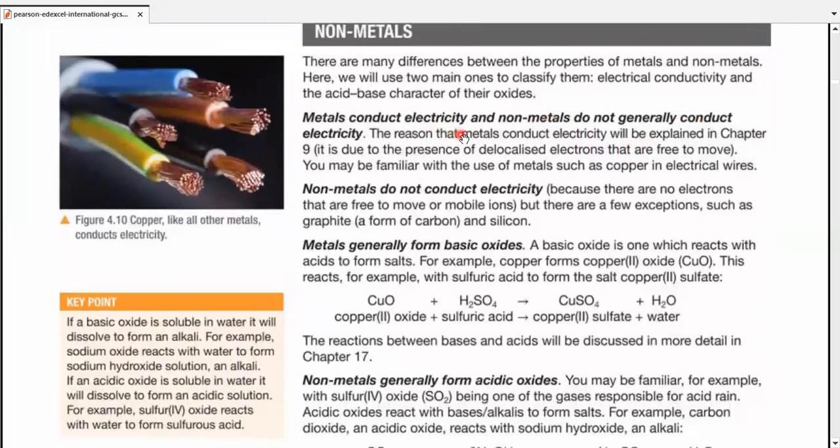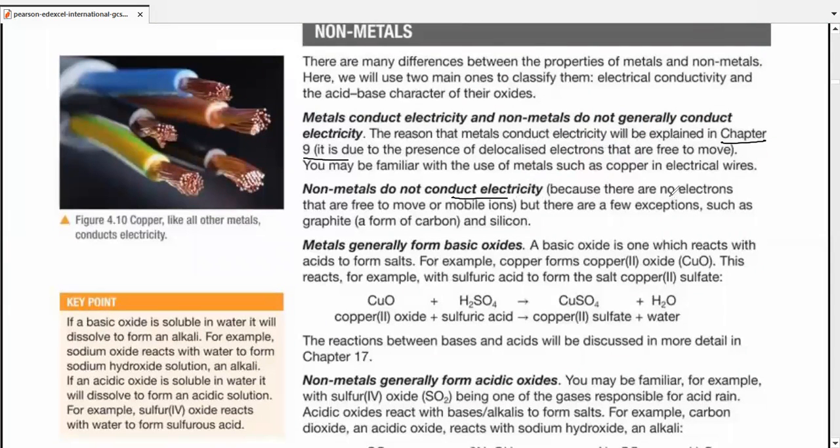To start with, electrical conductivity. Metals conduct electricity, non-metals do not, right? But there might be an example of a non-metal which can conduct electricity as an exception. That is going to be graphite, and he specifically stated a chapter which is going to explain that.